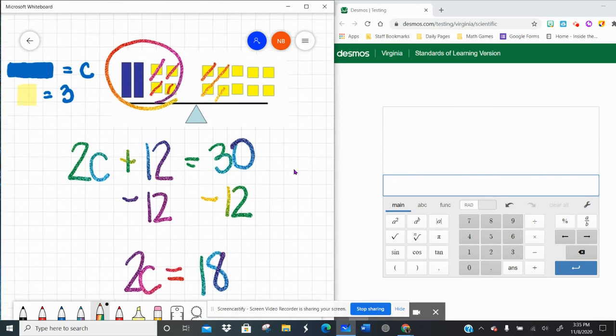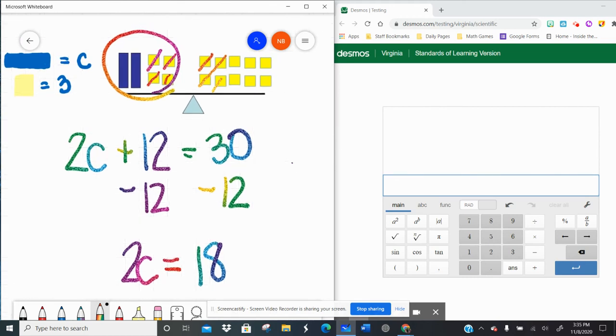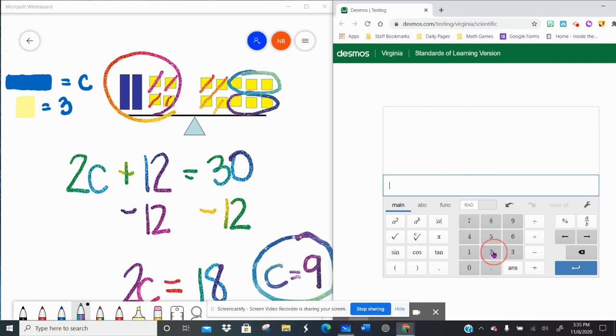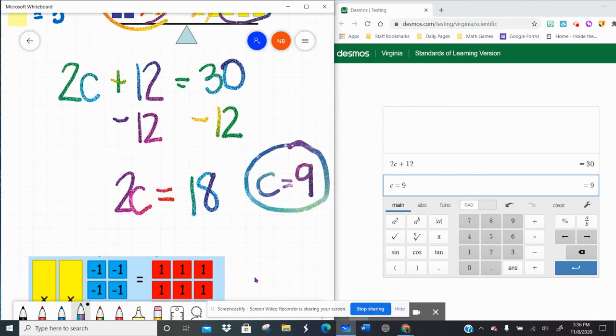If I just wanted to use the picture and not my calculator, I want to break them into 2 equal groups. If 2C is 18, I want 2 groups. So here's a group here. It's not letting me do it because I'm too close to that little symbol. Here we go. There's a group. Each group has 3, which is 3, 6, 9. So 1C is 9. Let's check that in our calculator. 2C plus 12, C equals 9. Look at that. I get 30, and right here I have 30. So my model and my math match each other.